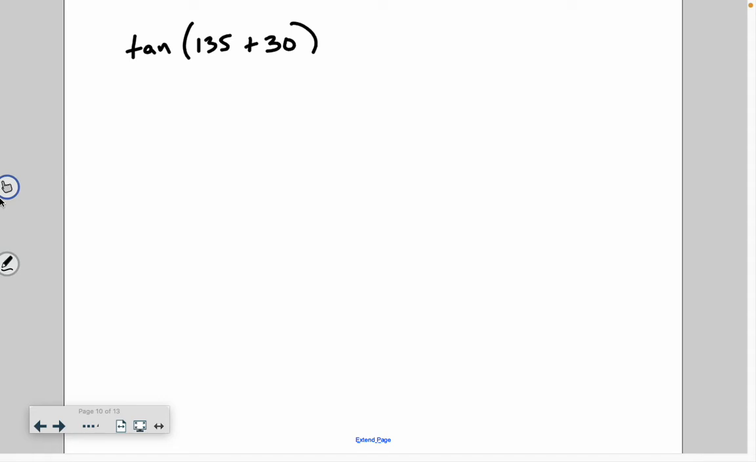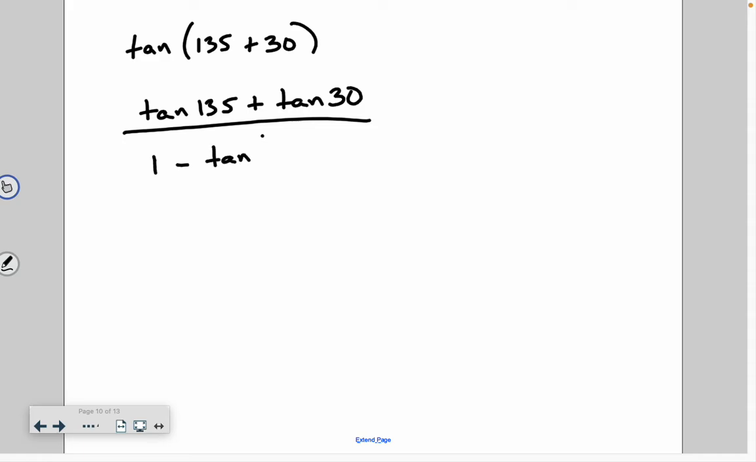So same thing. We break it up into our two angles, and now let's use our tangent sum formula. Tangent of the first angle, 135, plus tangent of the second angle, 30, over 1 minus tangent of the first angle times tangent of the second angle. All right, so that's the setup.